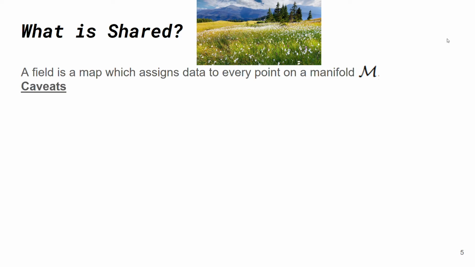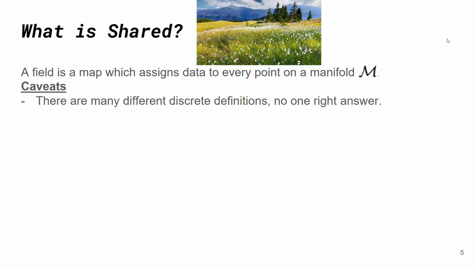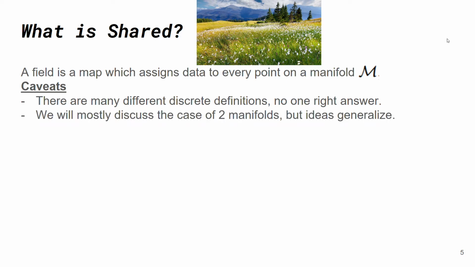And so there are some caveats that I want to preface this presentation with, which is that there are many different discretizations of the smooth theory that underlies what I'll be presenting, and there's not really one right answer. And also, for the purposes of this talk, we're mostly going to be talking about 2 manifolds, but the formulation that we're presenting generalizes immediately to higher dimensional simplicial complexes, but I won't be focusing too much on that.